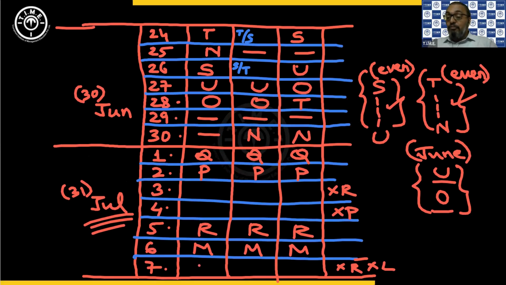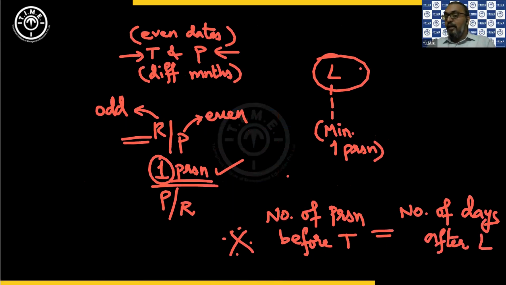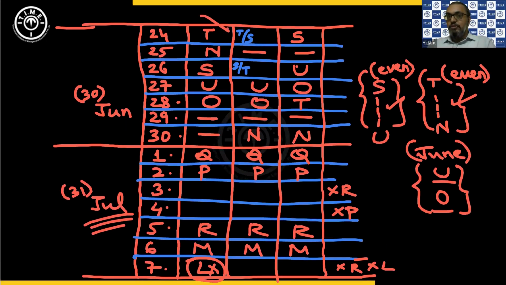That means I have to give L in the last position only, because after L you have 0 days. But I cannot have L in the last position because a minimum of 1 day should be there after L. So that is why the first arrangement is ruled out.